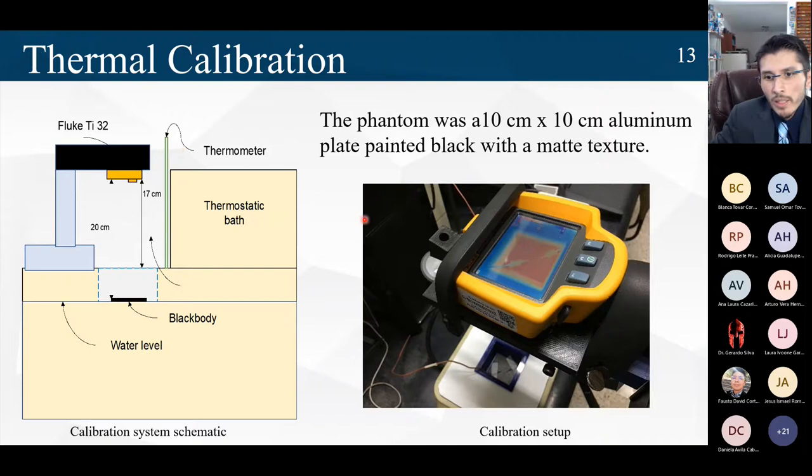The phantom, the black body, was also homemade. It's a black painted, matte texture aluminium plate with a size of 10 by 10 centimeters. The reason we painted it black with a matte texture is to avoid the reflection of infrared energy. That was also a mistake made with the humid phantoms carried out some years ago in the first characterization.